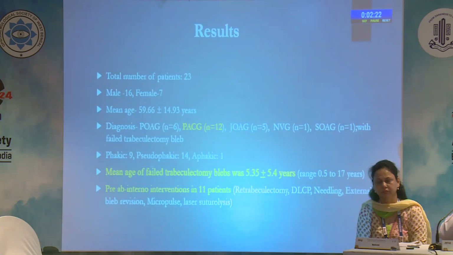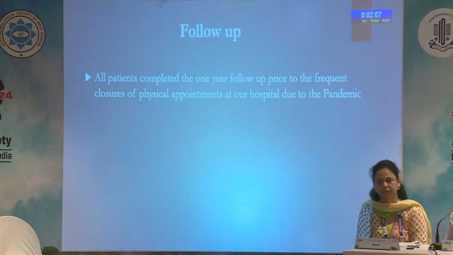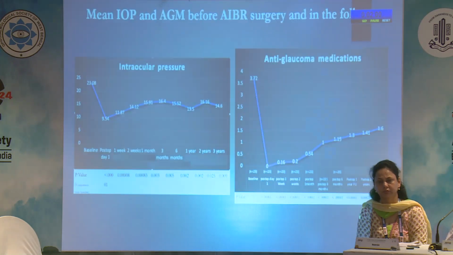A total of 23 patients were included in this study, and mostly the patients had primary angle closure glaucoma, approximately 50%. The mean age of the failed trabeculectomy bleb was 5.35 years, and pre-ab interno intervention had already been done in 11 patients, including retrabeculectomy, needling, and external bleb revision. All patients completed 1 year of follow-up, but after 1 year, 6 patients were lost to follow-up because of the COVID pandemic.